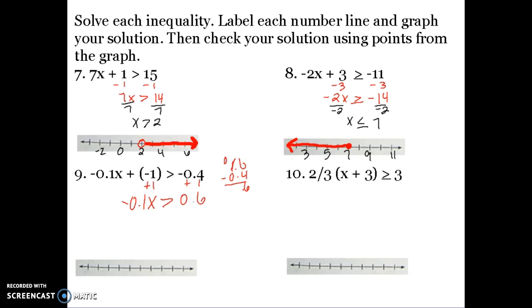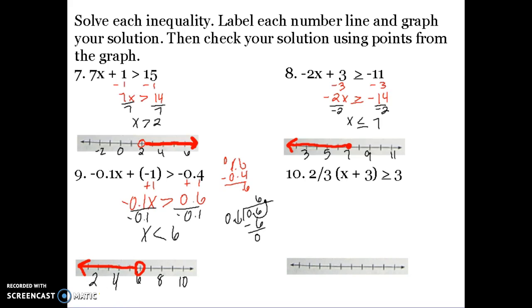I have negative 1/10 x. I'm going to move my decimal. 1 will go into 6 six times. So x is less than 6. So when I graph this, I'm going to have an open circle on 6, and I'm going to shade everything that's less than 6.